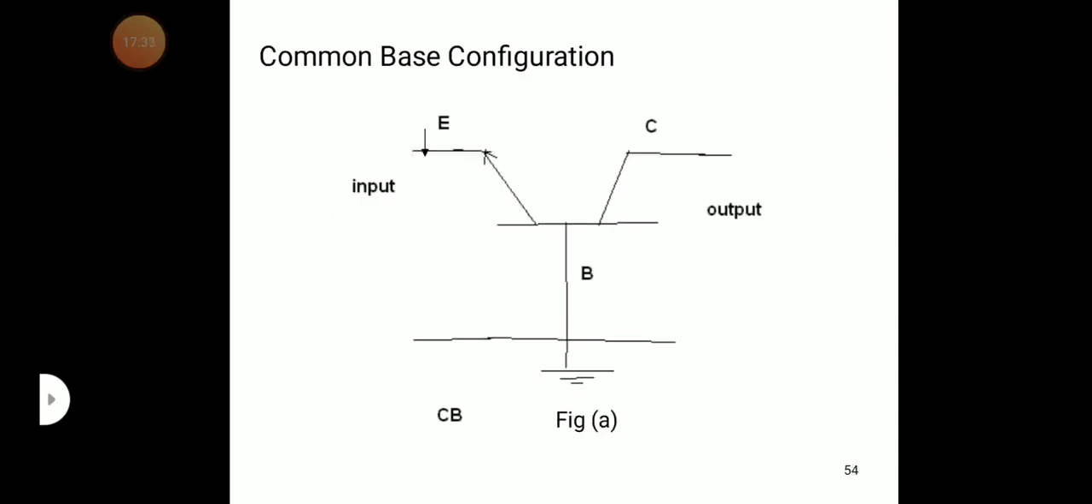In the common base configuration, you can see the diagram: emitter, base, collector. Here we use an NPN transistor, indicated by the arrow. The arrow is going from the P to N. That is the NPN transistor. So the base is common for input and output. This side is the input and this side is the output.